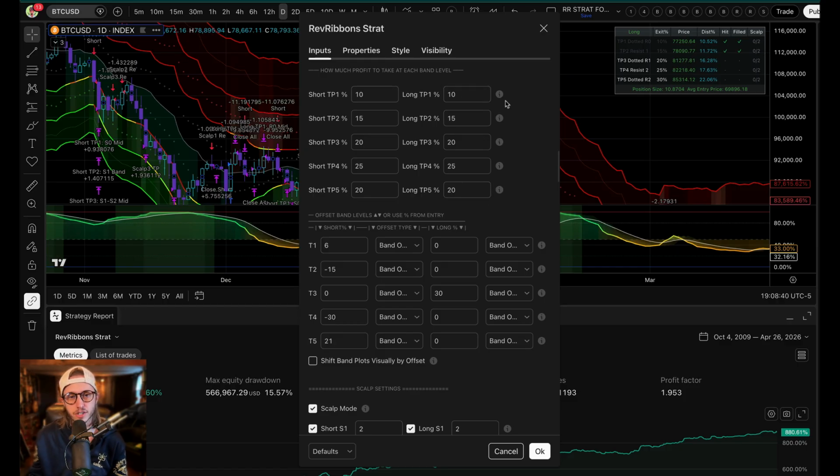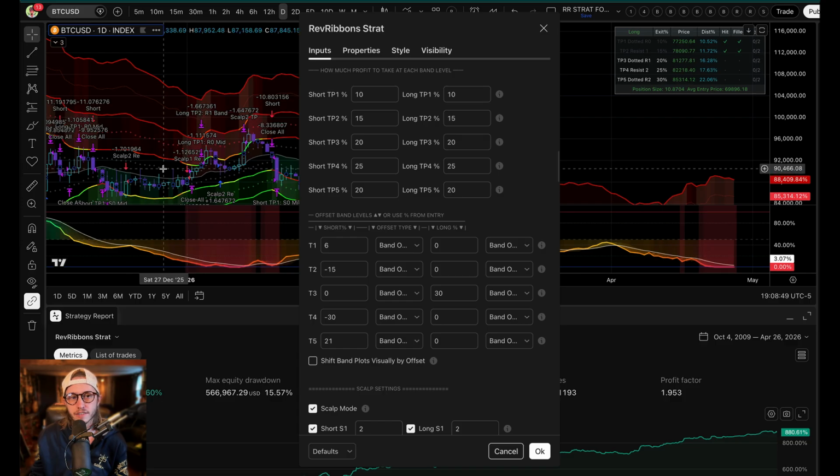This is a trending kind of strategy overall. So if you take a lot of profit at your first target, you're really not going to make up enough equity for the losing trades. So that's the idea behind why the first few take profits are lower, and it slowly moves up.